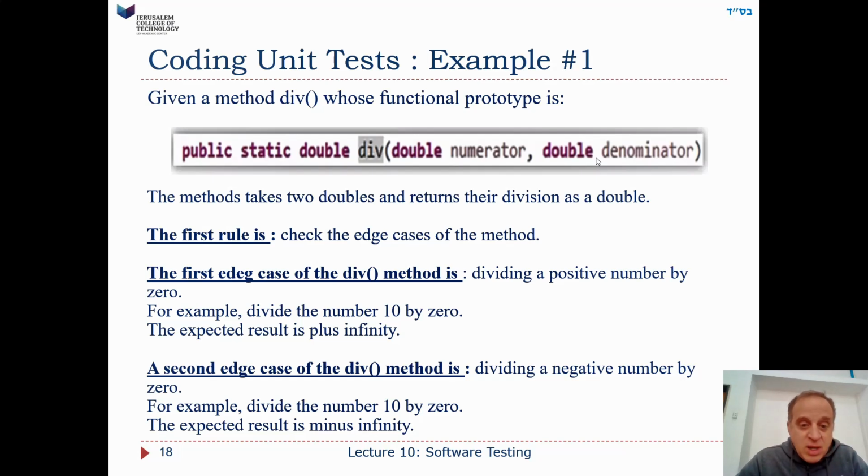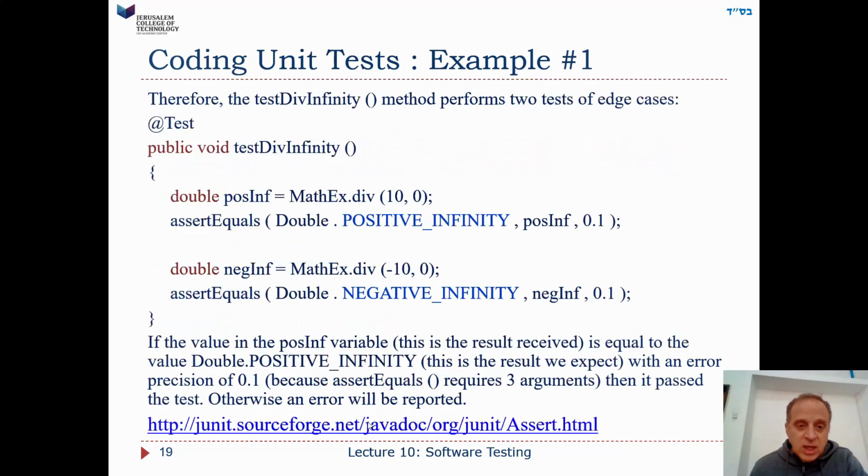For example, divide the number 10 by 0. The expected result is what we call plus infinity. In other words, it's an error, but infinity, because 0 goes into 10 an infinite number of times. The second edge case of the divide method is dividing a negative number by 0. So this would be the same thing. You could take negative 10 by 0, and the expected result is minus infinity. Well, okay, all well and good. Those are the tests that we'd actually run.